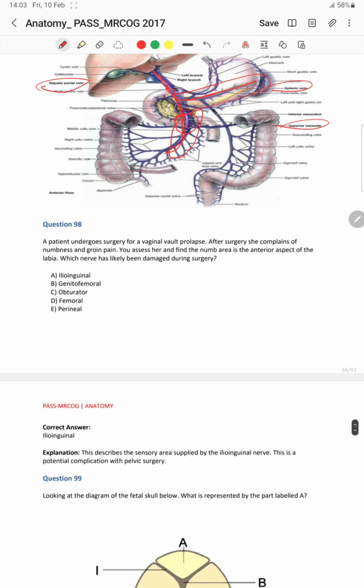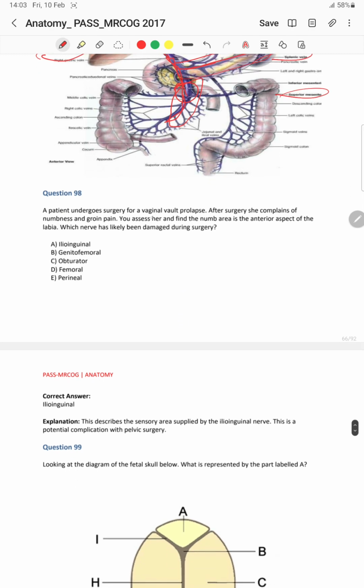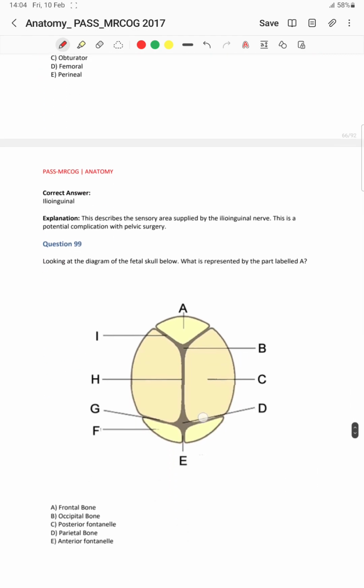Now let's move toward question number 98. A patient undergoes surgery for a vaginal wall prolapse, and after surgery she complains of numbness and groin pain. You assess her and find a numb area in the anterior aspect of the labia. Which nerve is likely to be damaged during the surgery? It is the ilioinguinal nerve, which is a very common and potential complication in pelvic surgery, because this sensory area is supplied by the ilioinguinal nerve.